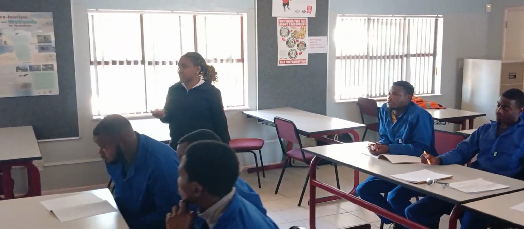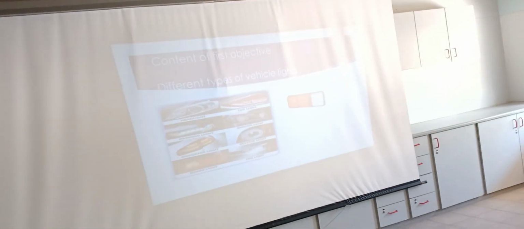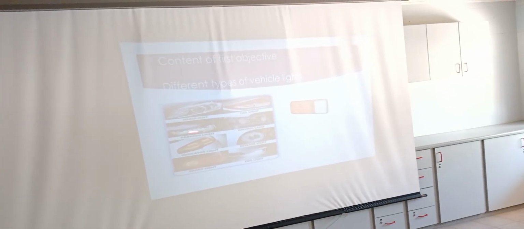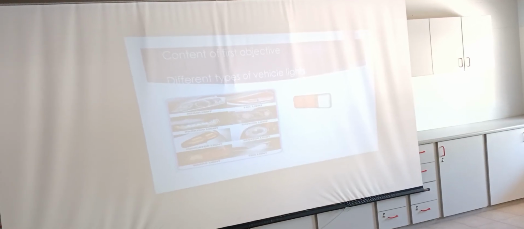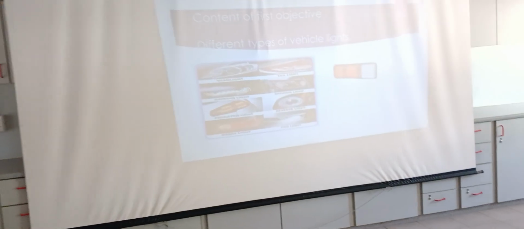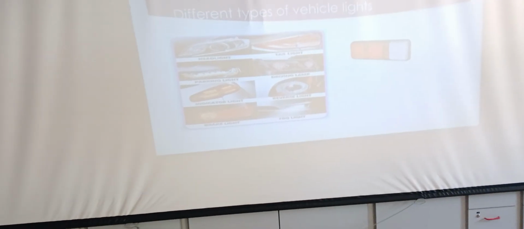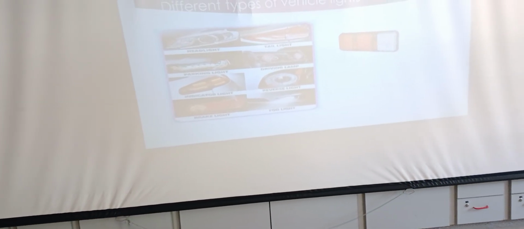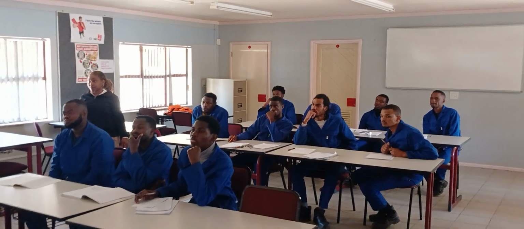Alright. Okay, let's check on our projector. On our projector here, there are different types of vehicle lights. We talked about them, and there are those ones now. Can we see them? Yes, miss. We have the headlight, the tail light, parking light, driving lamp, the brake light, and the fog light. So those are the different types of lights on our cars that we need to know. Can you all see them? Yes. All right.